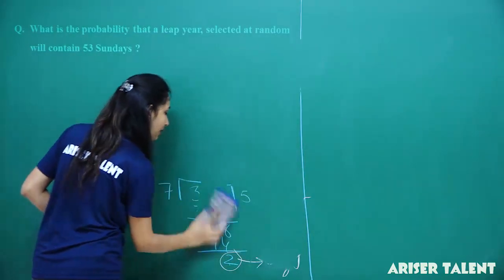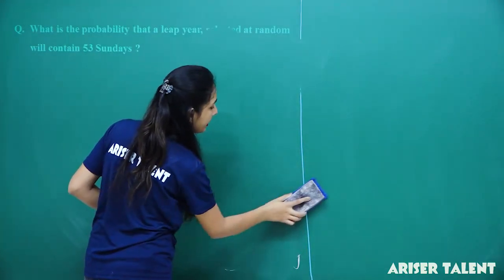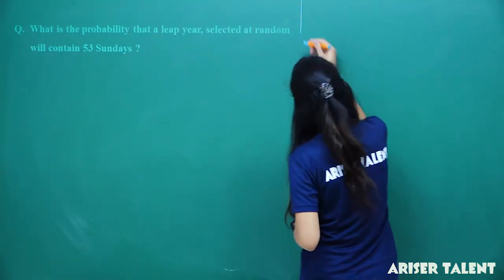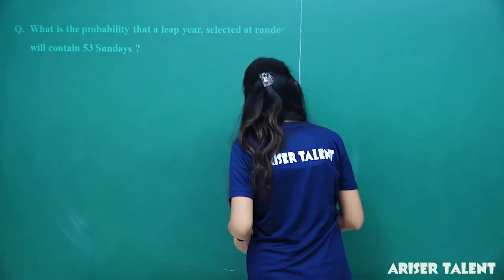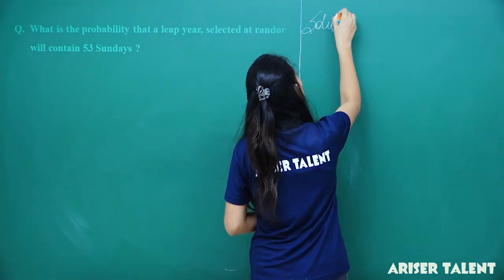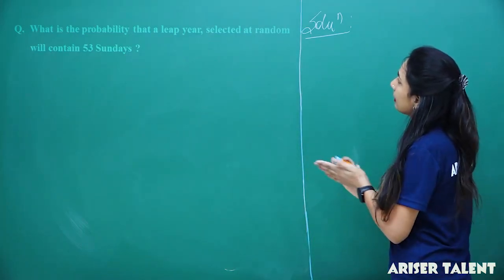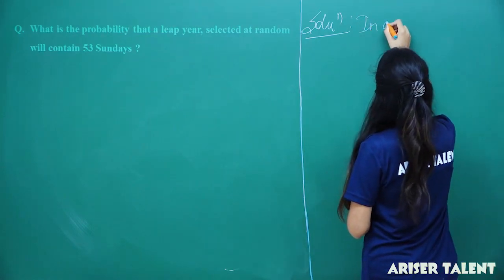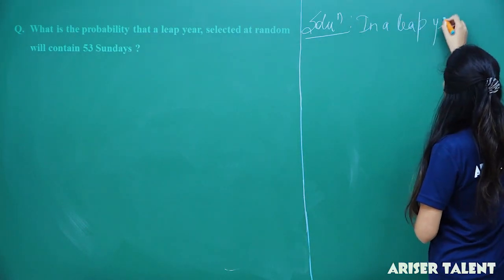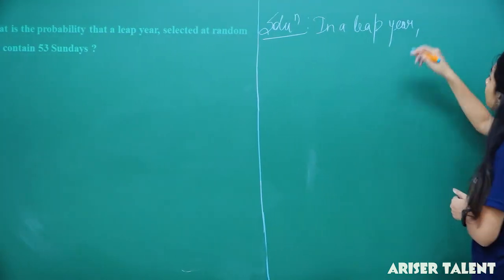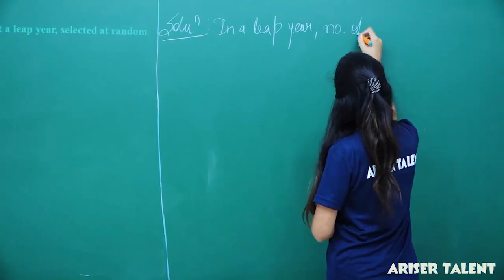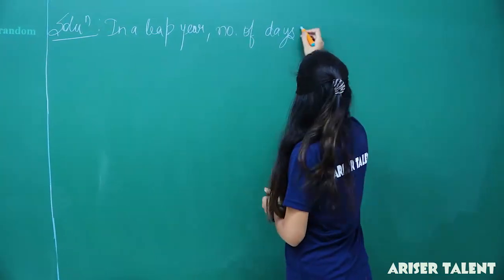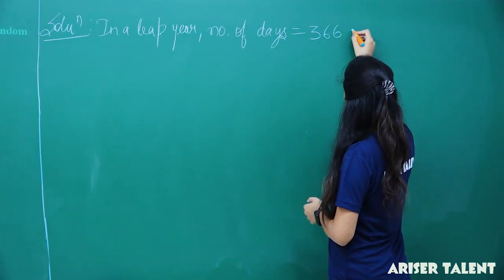So you understood how we will find the weeks and remaining days in this question, right? Okay. Solution. It's giving me the leap year days. So start with, in a leap year, number of days, I've taught you very well, 366 days.